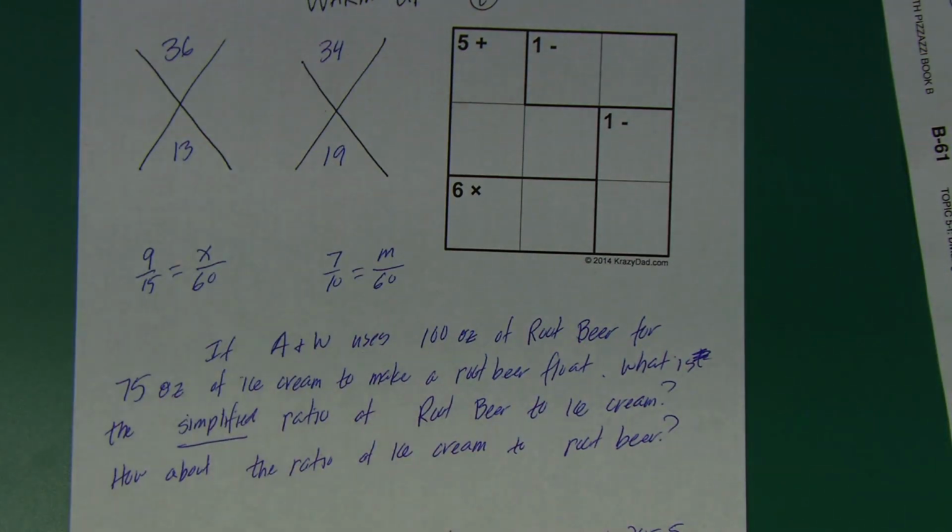I will read the word problem to you, as my writing is not always the neatest. It says, if A&W uses 100 ounces of root beer for every 75 ounces of ice cream to make root beer floats, what is the simplified ratio of root beer to ice cream? And then it says, how about the ratio of ice cream to root beer?